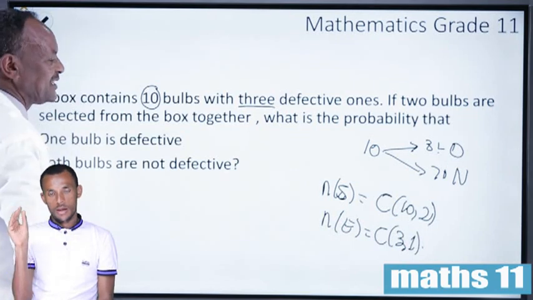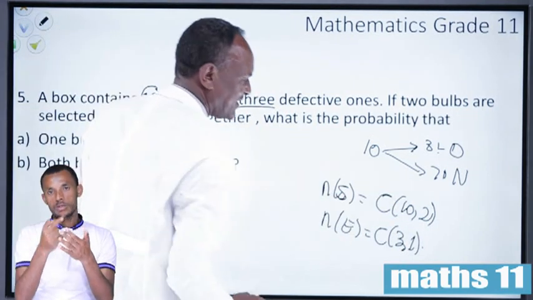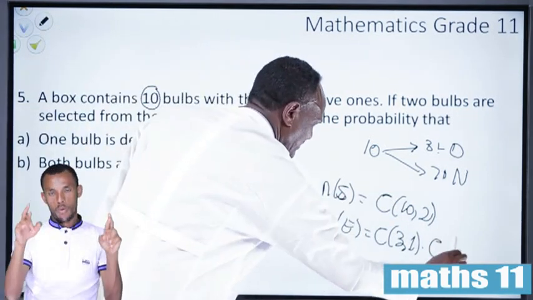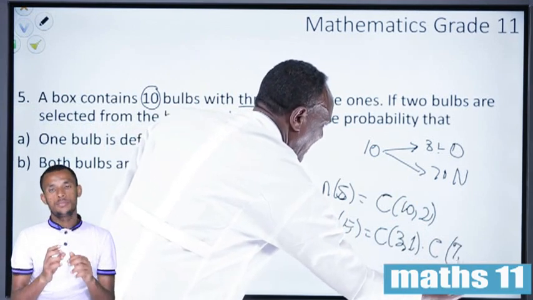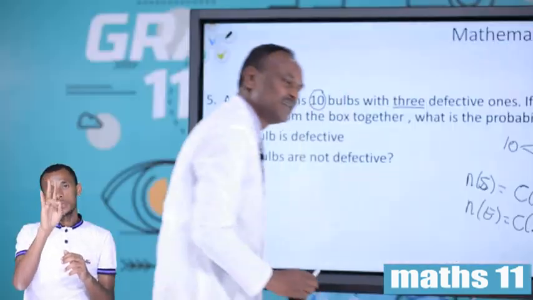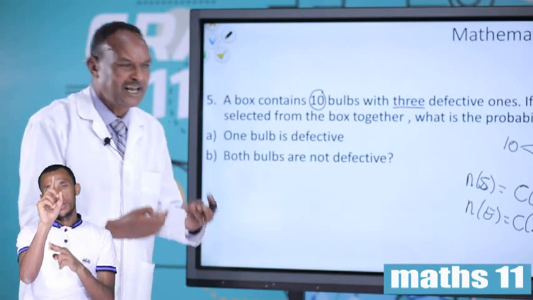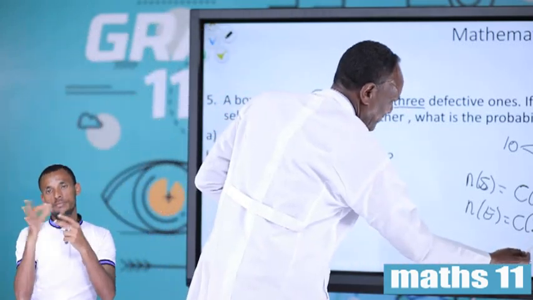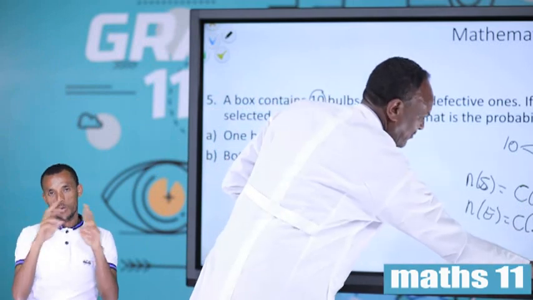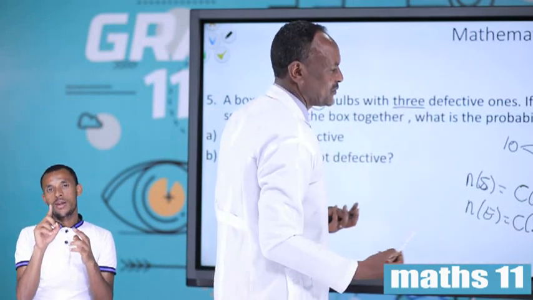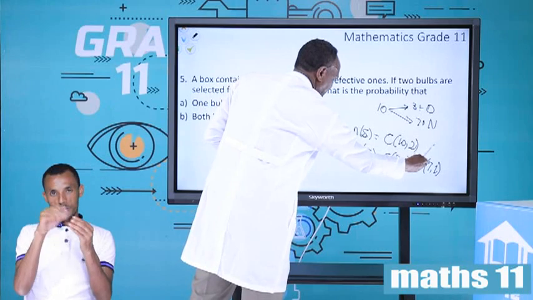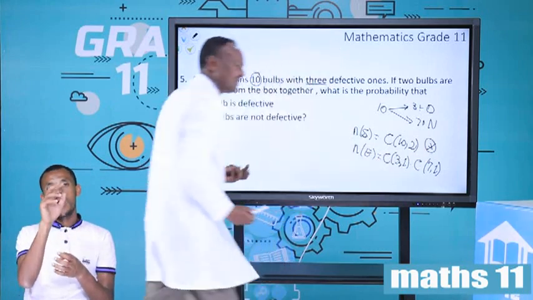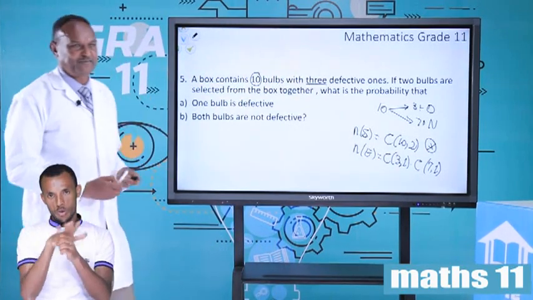And following this one, there are 7 normal bulbs. The student should select that 1 out of 7 normal. So our aim is to select 2 bulbs, of which 1 is defective, meaning the other is normal. 1 defective plus 1 normal makes 2. This gives the total ways of selecting 2 bulbs out of 10.